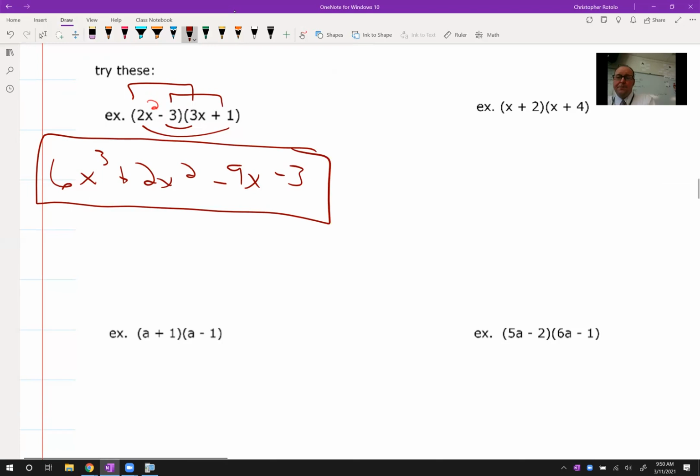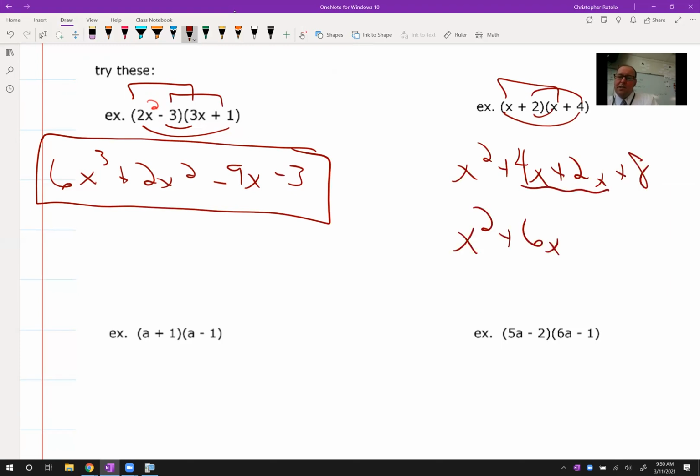All right, next one we got x times x is x squared. I got plus 4 times x and plus 2 times x. And then finally, 2 times 4, that's 8. All right, but I do have like terms in this one. So that's going to add up to 6x. Remember, we're adding. So if I have 4 x's and 2 more x's, then I'm going to get 6 of them. They're not going to turn into anything different.